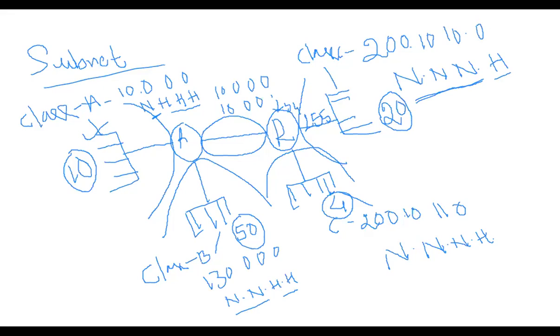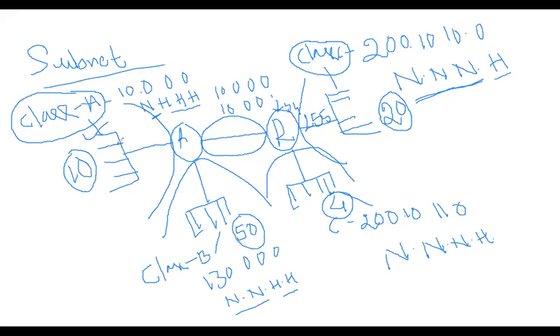So this class C IP address is used for a smaller network area. For class A, it can be called a large network area. Sorry, class C is used for a small network area and class A can be used for a large network area. So this is how we are going to do the subnetting.